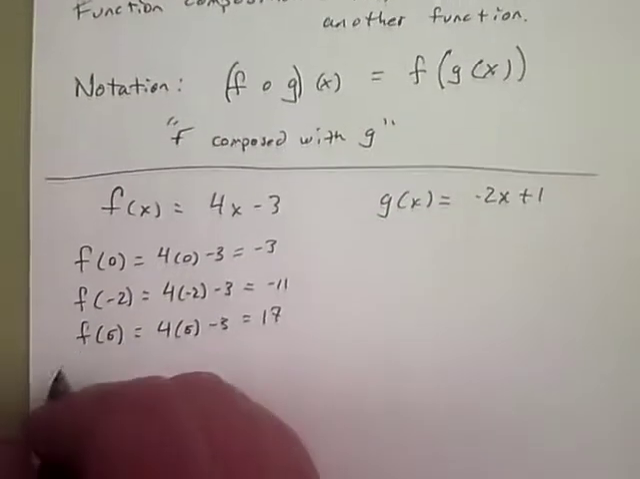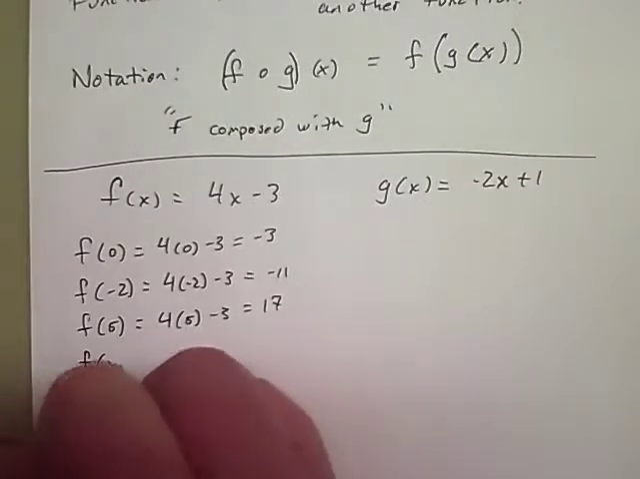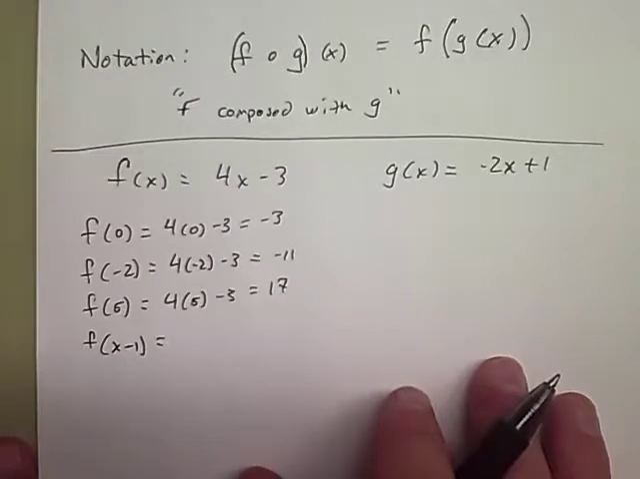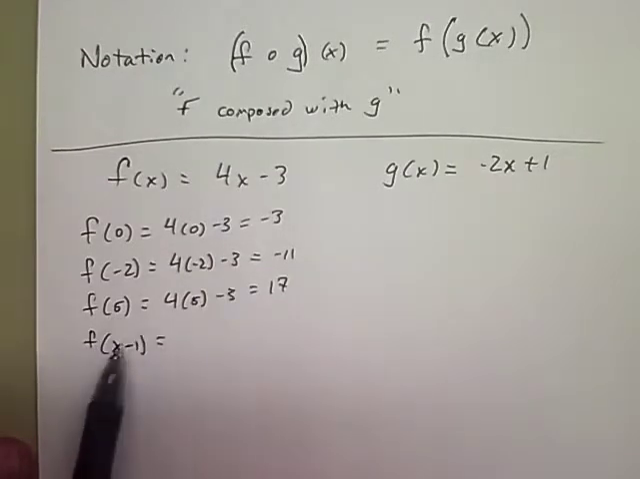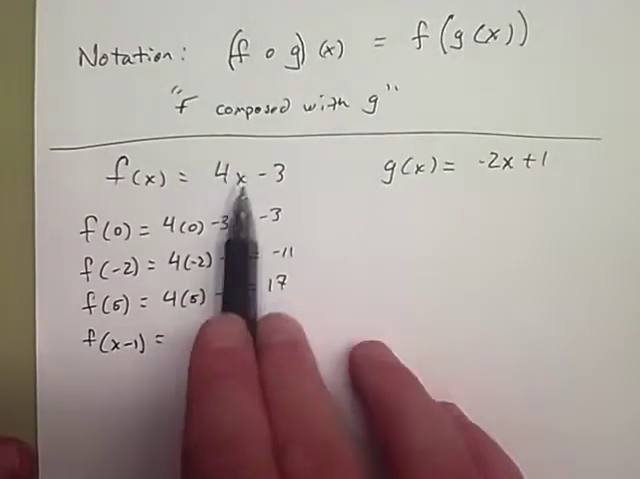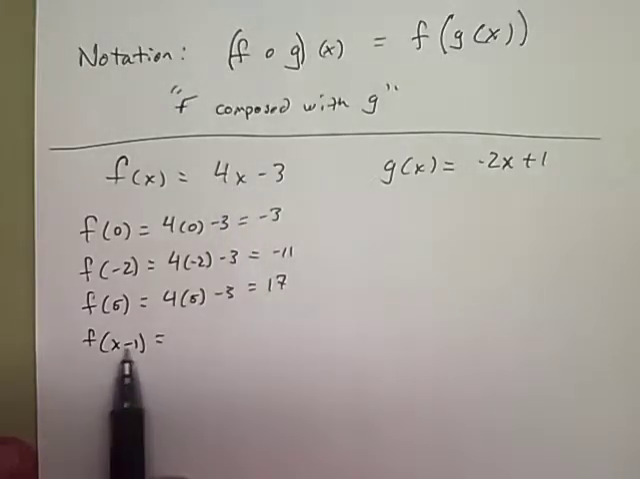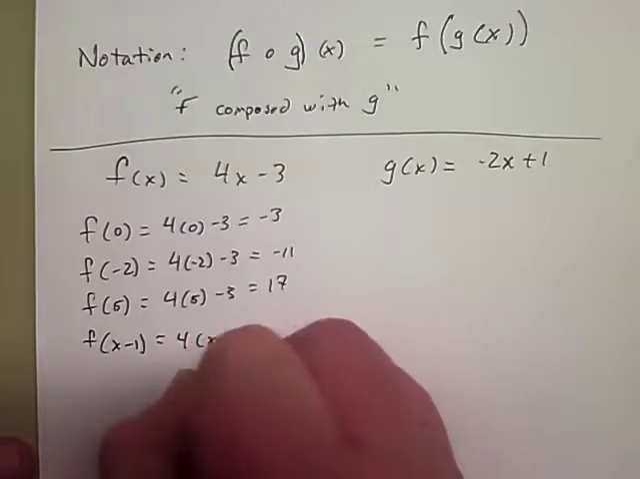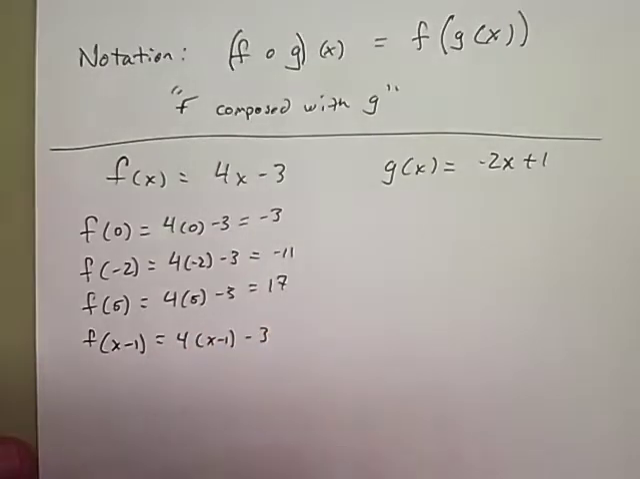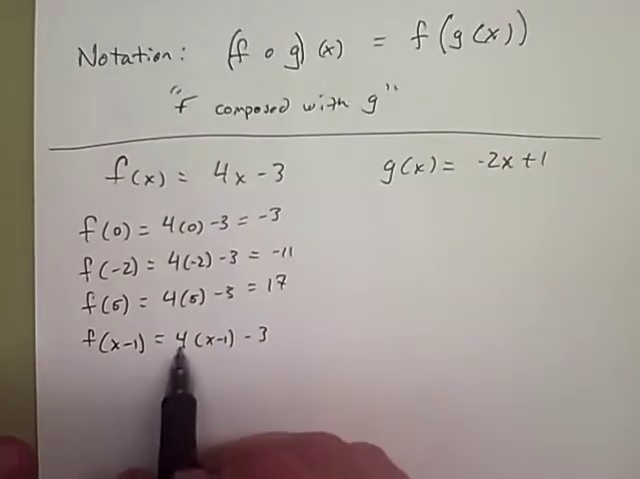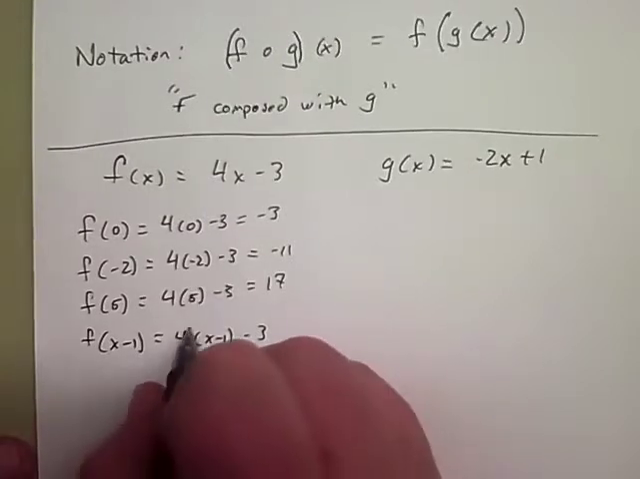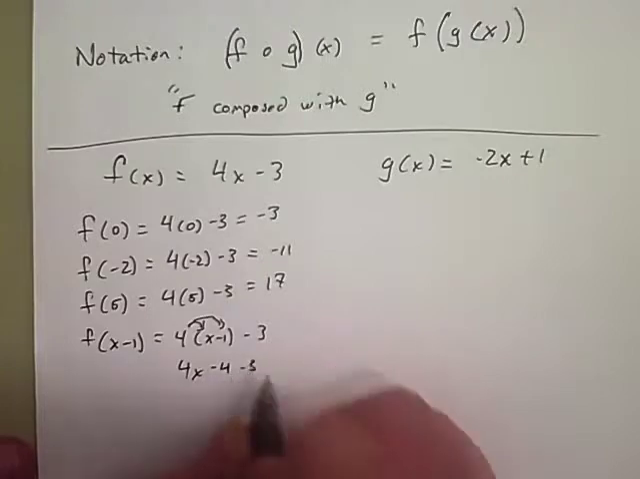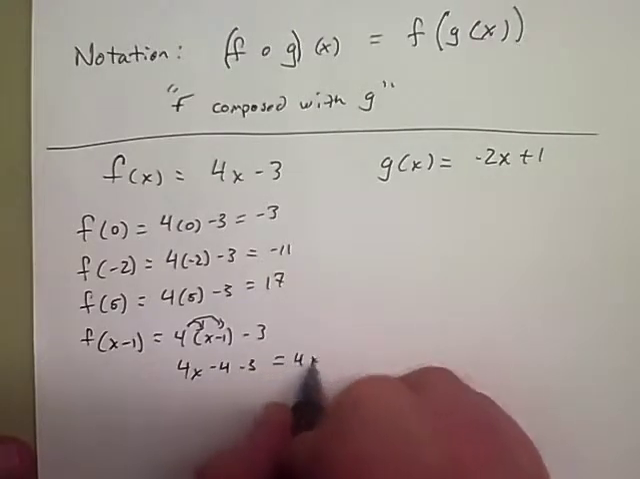Right? What if I plug in something like f of x minus 1? Whoa, Stevens, wait a second. All I have to do is replace this x with whatever's inside here. Well, currently this says x minus 1, so I'd write 4 times x minus 1 minus 3. And now all I'd have to do is distribute, right? 4 times x, so distribute here and here, so I get 4x minus 4 minus 3, and that simply is 4x minus 7.